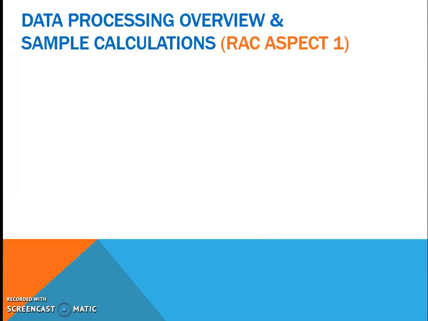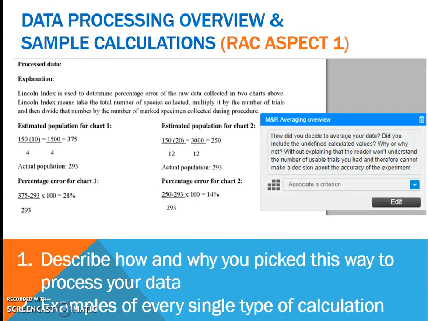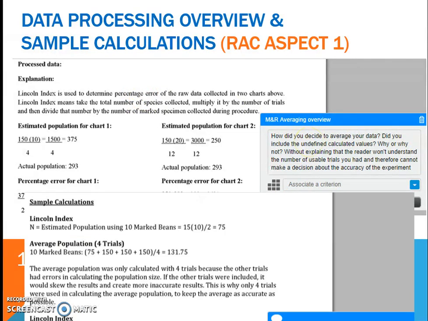Data processing and overview and sample calculations. This is how we describe how and why we pick the data types of processing we did, examples of every single type of calculation. So here, this one is our example IA we did a long time ago on mark and recapture. Notice that they are presenting out the types of calculations, both percent error, and they describe why they did what they did. But they didn't really tell me much about why they decided to use each type of calculation, so this person lost some points.